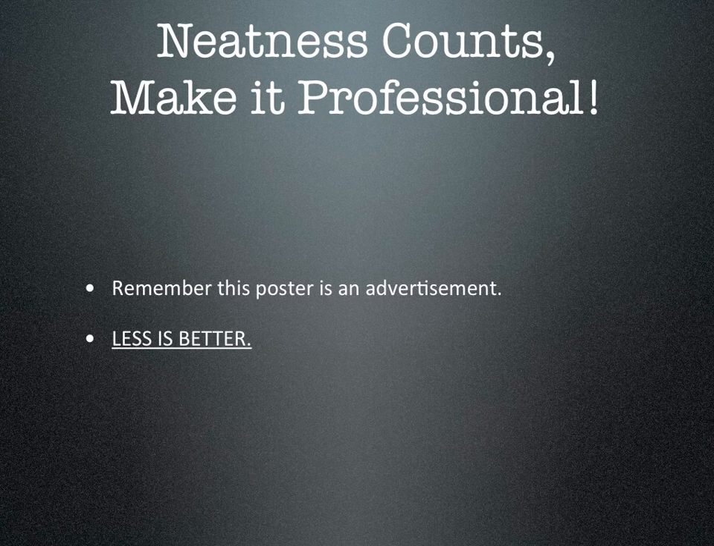Don't forget, neatness counts. Make it look professional. Remember that this poster is an advertisement for your senior project. And I cannot stress enough, less is better. So make it simpler. You don't need lots and lots of images to make a good poster. And if you check out the next slideshow, I'm going to show you examples of how less is better.